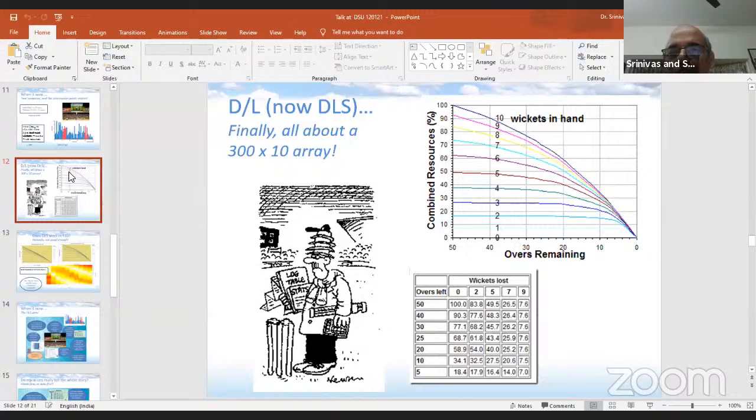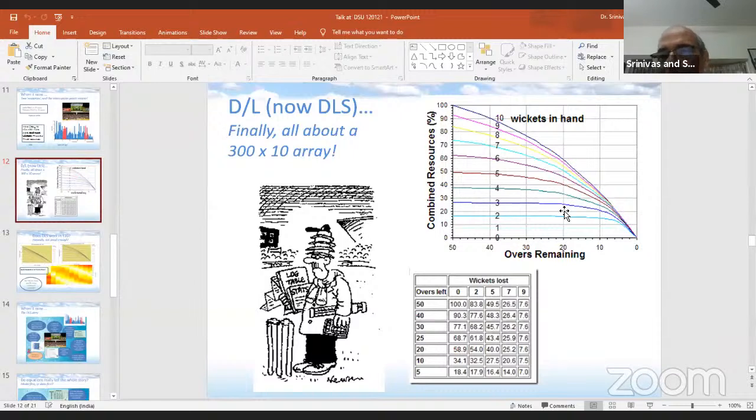Okay, so the first 30 overs are lost. What does it mean in terms of Duckworth-Lewis? It just means that if you look at this graph, all this part up to this is all gone. Everything to the left of this line is lost in rain. And the rules are based on what is on the right of that line.